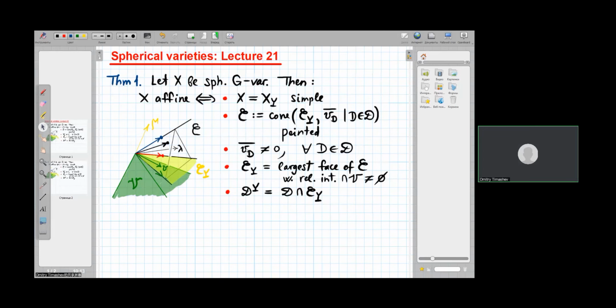intersects the evaluation cone. And finally, the set of colors containing the closed orbit, the part of the color data of this simple spherical variety, this set of colors should be exactly the set of colors whose corresponding vectors belong to this face, C sub y. Okay, so we have proved.